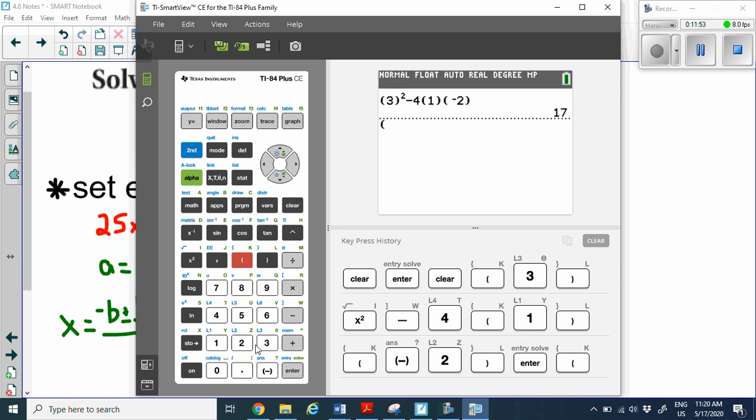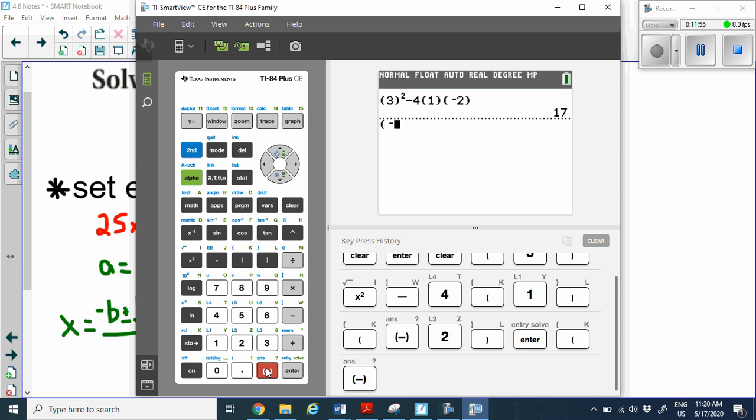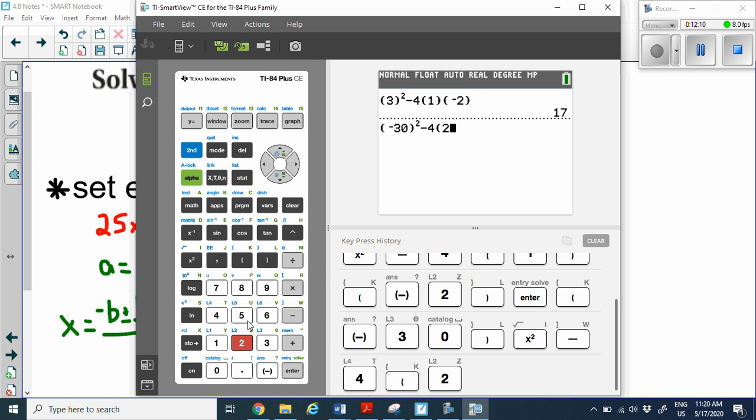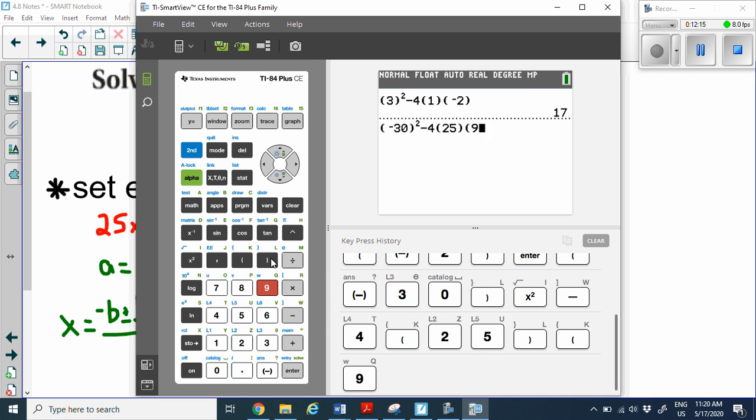So I have parentheses. Now we need to use the negative sign. If you use subtraction, it will not work. It will give you an error. So negative 30 into your parentheses, squared, okay? Minus, because we are subtracting this time, 4 times our a value, which is 25, into your parentheses, and then another parentheses, 9. Notice that I did not use the square root sign here, because I'm going to worry about that later. I just care about what's underneath in calculating that.